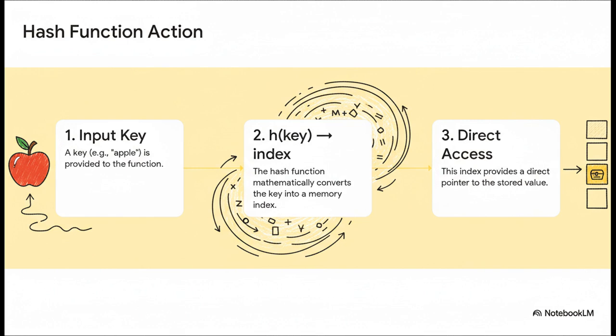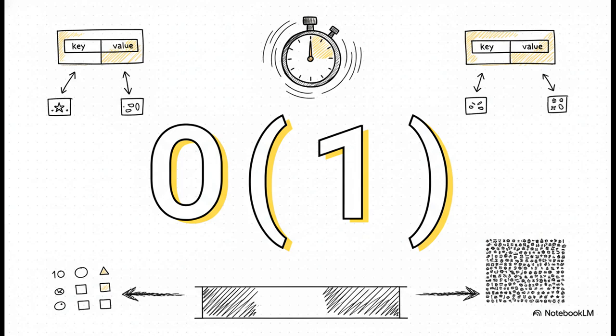First, you give it a key, like the word apple. Second, the hash function runs that key through some kind of mathematical process. And finally, it spits out a number, which is a direct address, an index. It's like a perfect address generator. For this particular hash function, the key apple will always lead you straight to spot number 4. This direct mapping is why hash tables are ridiculously fast.